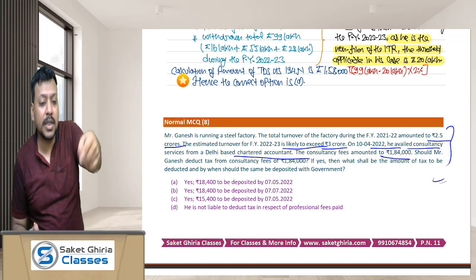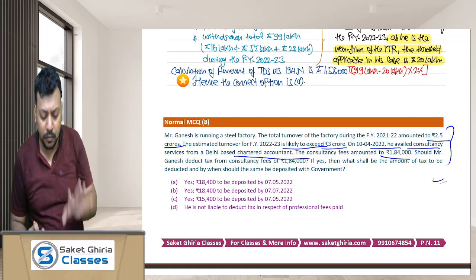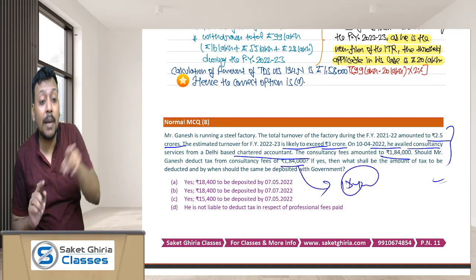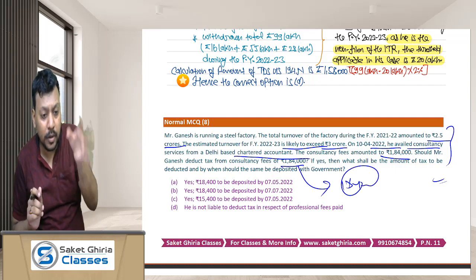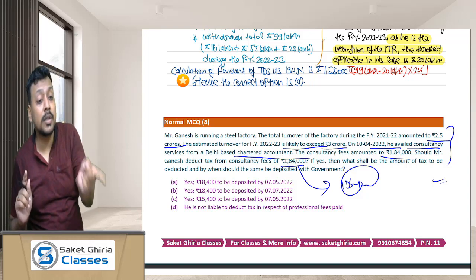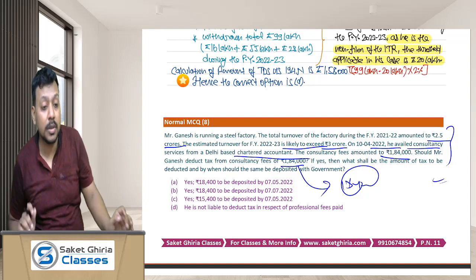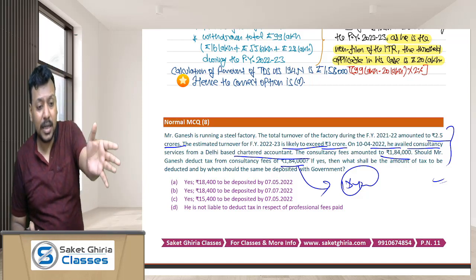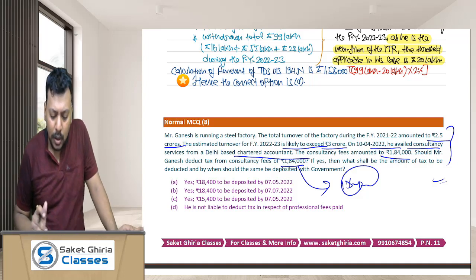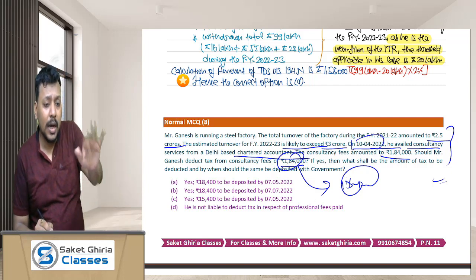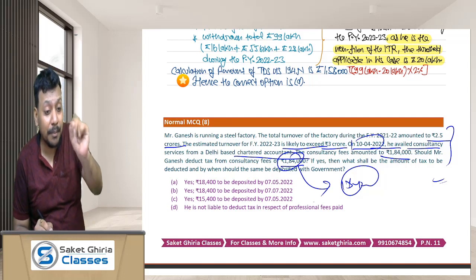And at what rate does the TDS have to be deducted? At the rate of 10% of the amount paid. What amount have you paid? 1,84,000. The 10% is 18,400. So Mr. Ganesh is liable to deduct TDS of 18,400, and whatever TDS you have deducted, you have to deposit it to the government by the 7th of the next month. But if you are deducting the TDS in the month of March, then you have to deposit it to the government by 30th April. So Mr. Ganesh has to deduct TDS of rupees 18,400, and as the TDS relates to 10/4/2022, meaning April 2022, the TDS shall have to be deposited by 7th May 2022.